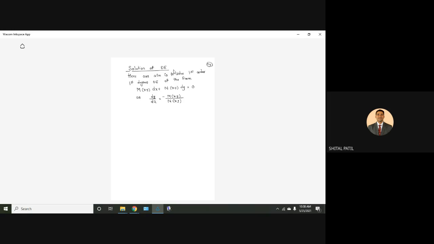Okay. Below this, there are 9 methods to solve them. Let me start with the first one. Already we have mentioned the 9 methods. Should we write them here? I don't think it is required to write them. So let me start with the first method.